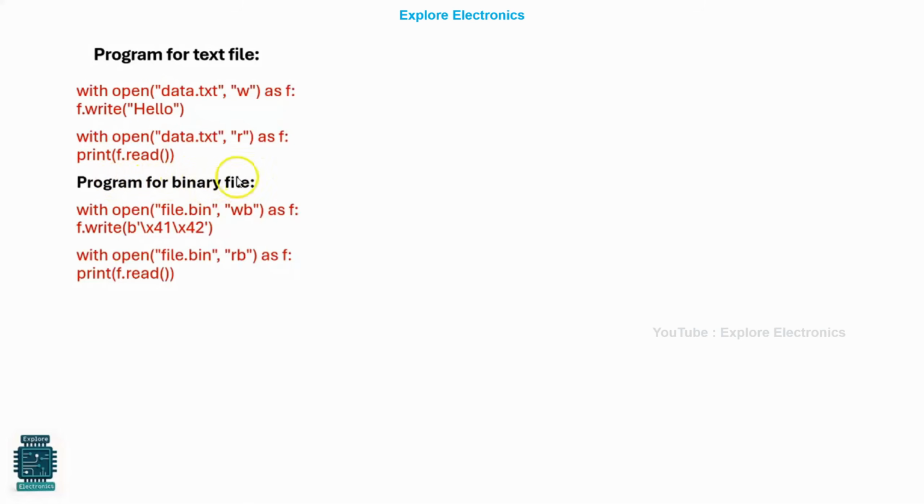Program for binary files. For binary files, I have told you wb and rb we will use. Whatever the binary code, binary text we will enter here. Clear? It is printed later.